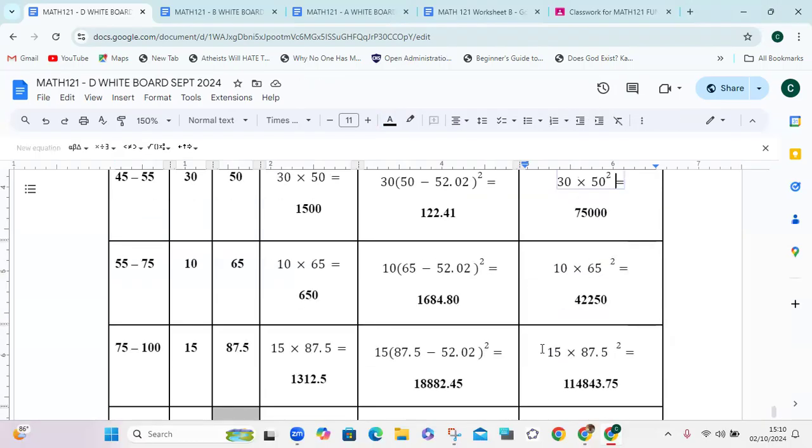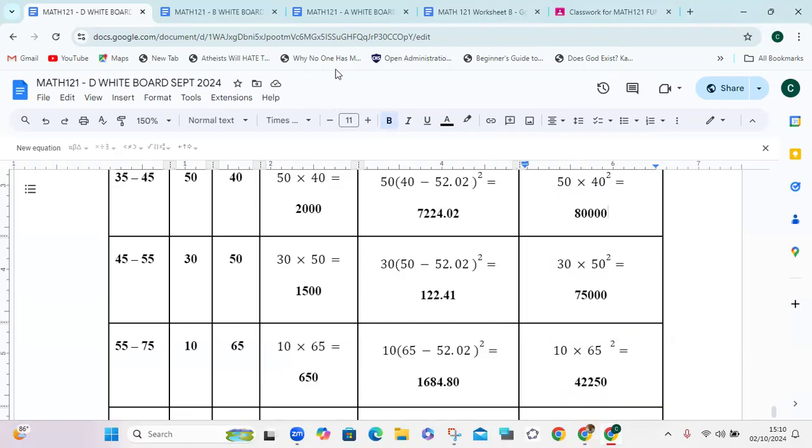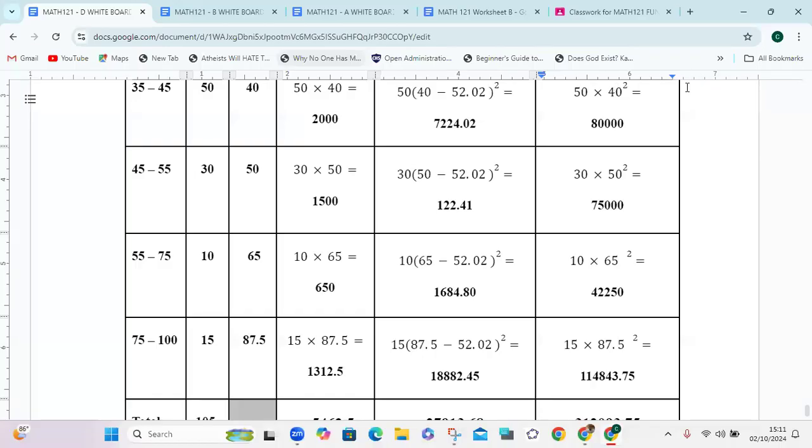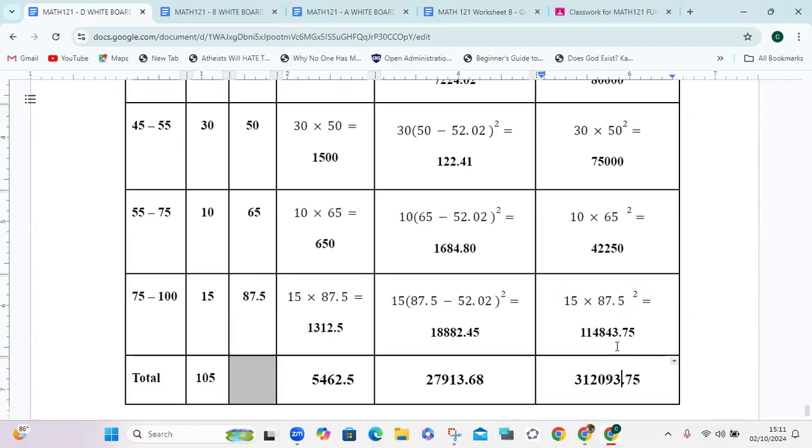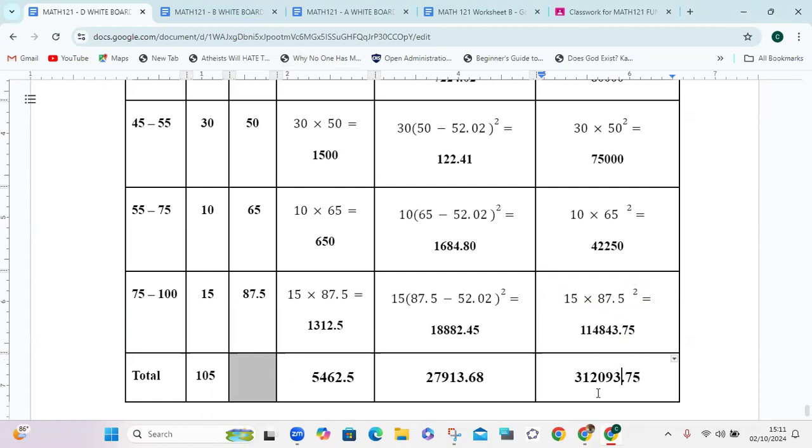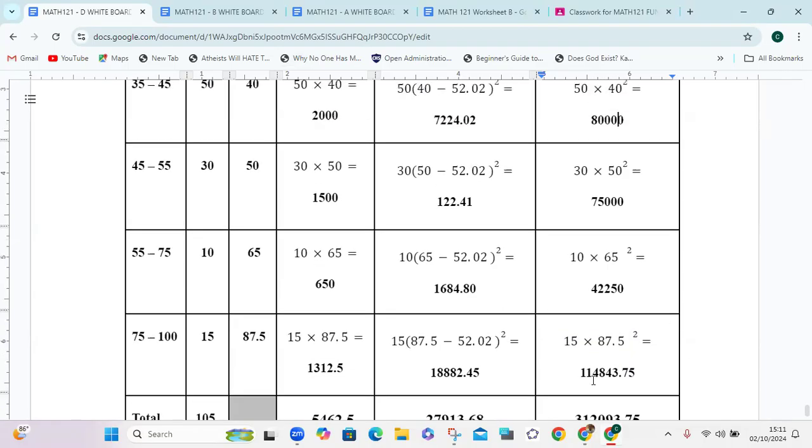We are going to add them up to find the total fx squared. Always add last when you see sigma. So to find the sum of the fx squared, we have to add 80,000 plus 75,000 plus 42,250 plus 114,843.75 to give us a total of 312,093.75. So now we have found the sum of the fx squared.